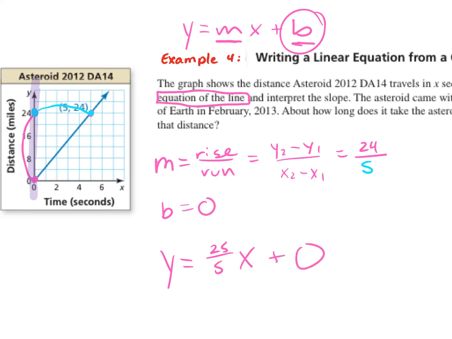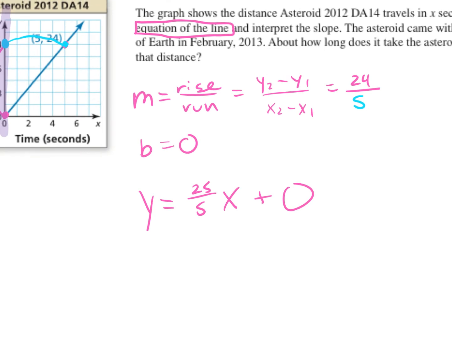Do I need the 0? No, I do not need the 0, so I can erase that. So don't put the plus 0 in your answer. So my equation is y equals 24 over 5x.